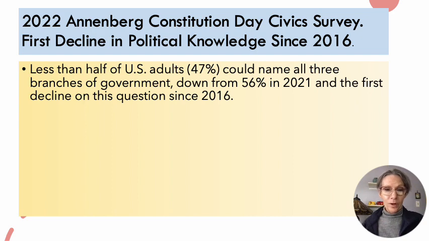So, if you weren't able to answer the question about the three branches of government, you're not alone. Less than half of US adults, 47%, could name all three branches of government. And that was down from 56%. When I taught this lecture last semester, I was like, oh, yeah, knowledge keeps going up. But we've had a little bit of a backslide. And it's the first decline in this question since 2016.